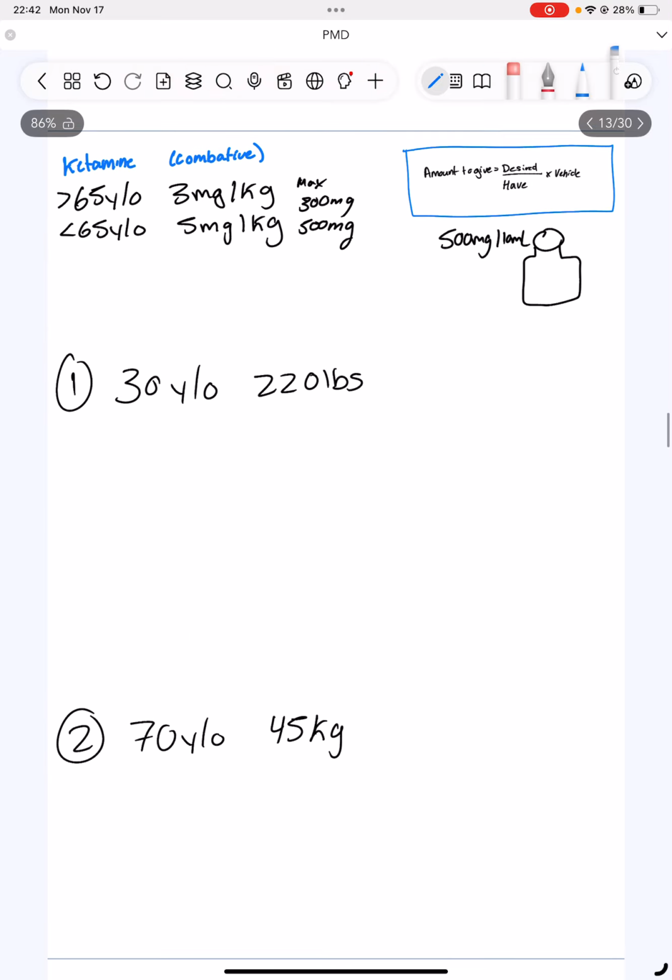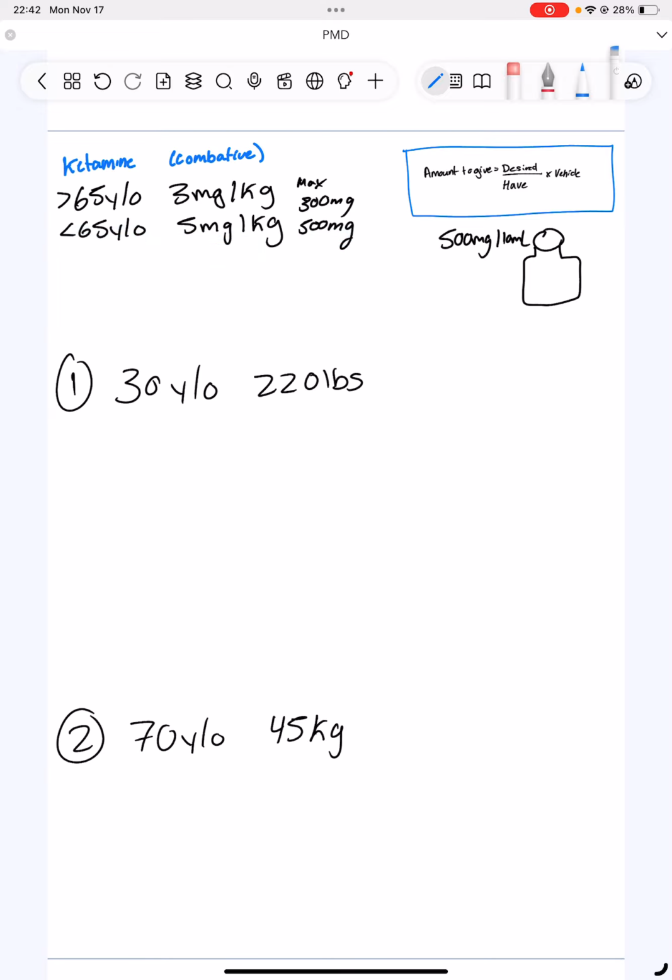All right. Another option we have for combative patients is ketamine. And ketamine just has a different amount of dose per kilogram, which is kind of unique for it, for the age range of 65. So if we have a 65-year-old patient or greater, they get a little bit less ketamine and therefore a little bit less of a max. And if they're less than 65, they get a little more and they get a max.